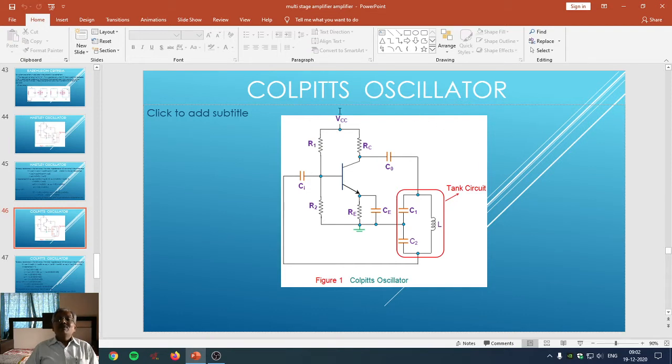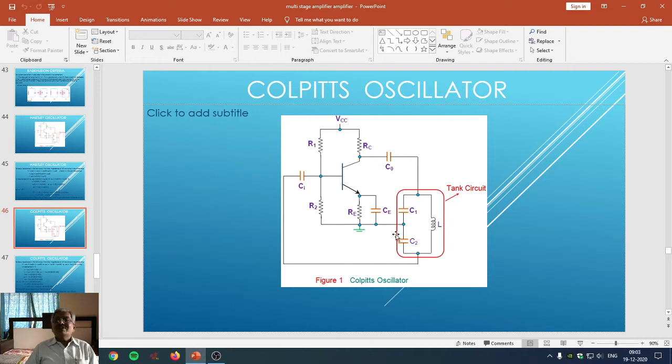Friends, if you look at the circuit diagrams of the Hartley and Colpitts oscillators and compare them, almost the entire circuit diagram is the same as that of the Hartley oscillator, with the only difference present in the tank circuit. And that difference is that here the tapping is done for the capacitor. Look here, tapping is done in the capacitor. That is, the center of C1 and C2 is tapped and grounded.